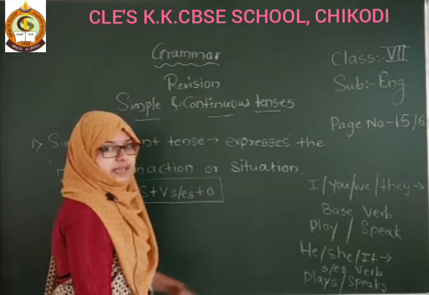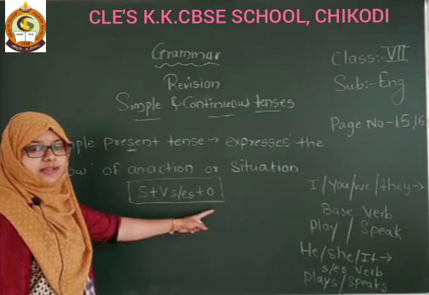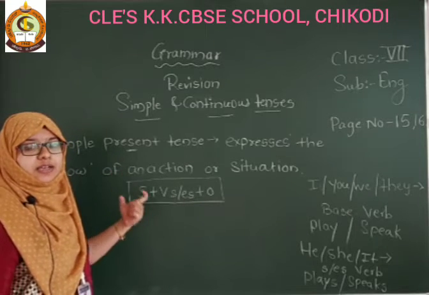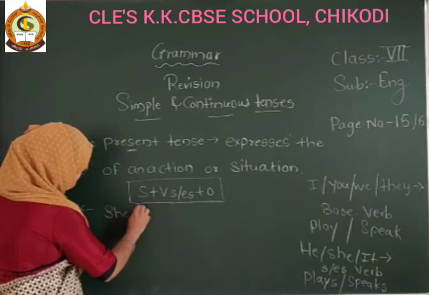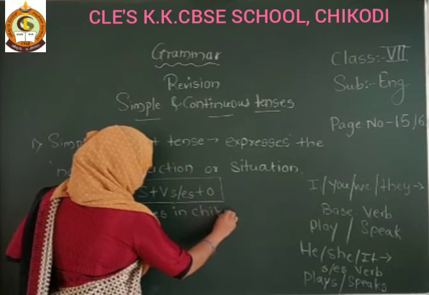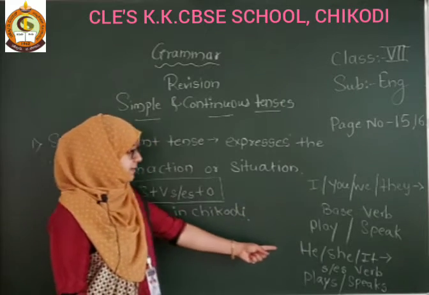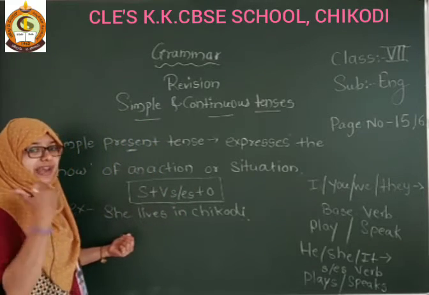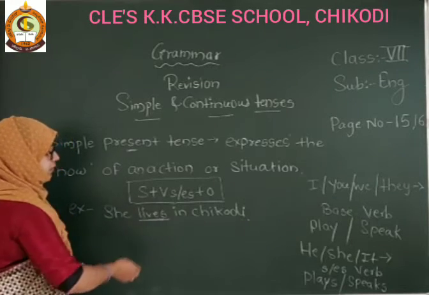So we learned this. This is the syntax: subject plus verb with s or es, and object. One example: she lives in Chikkodi. You tell me why we added s here. Because which person is there? Third person, she, not I and you. So since she is there, we added s to the verb.